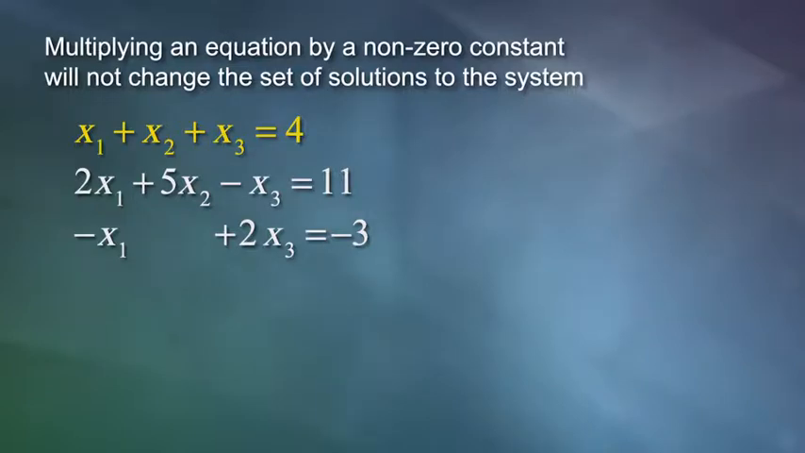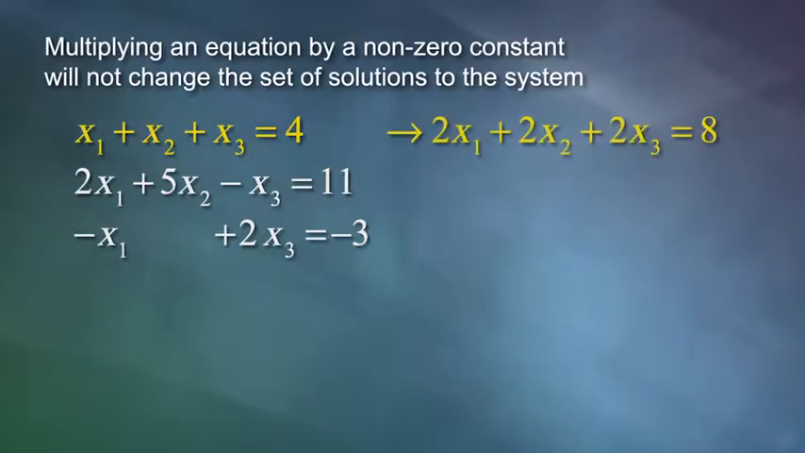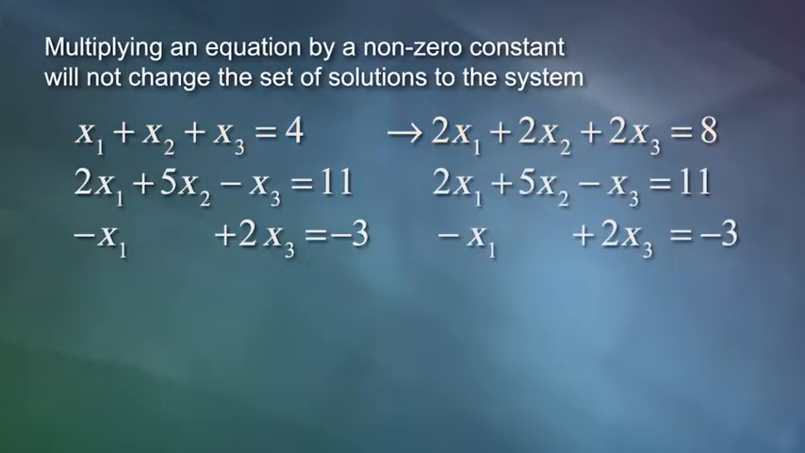So now coming back to our system of equations, if I take one equation and multiply it by a non-zero constant, that will not change the set of solutions to the system. So if I change the first equation to 2x1 plus 2x2 plus 2x3 equals 8, the set of solutions to all three equations would stay the same. Any solution that worked for the original system will still work for the new system. Any solution that works for the new system will still work for the original.